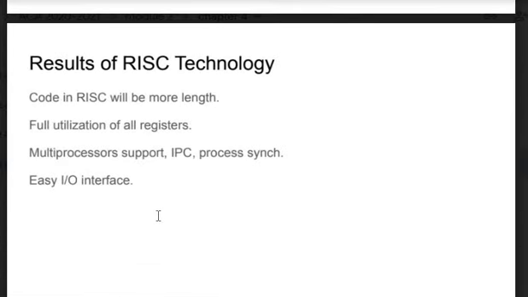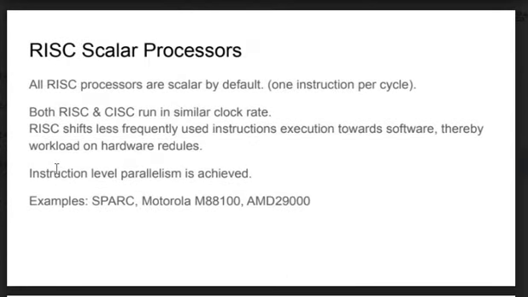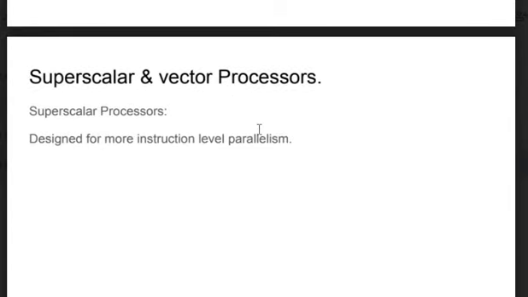In the just previous slide I mentioned instruction level parallelism is achieved because of RISC scalar. So what do we mean by superscalar? Whatever the scalar concept is, that should be enhanced. What is a scalar's first point? Instruction level parallelism. So 'super' means what? More parallelism. That is the definition of superscalar processors.